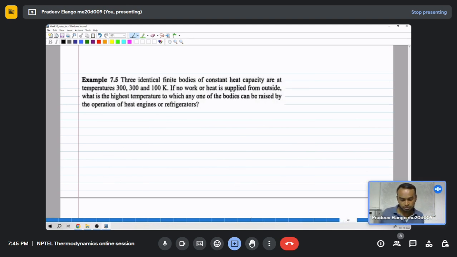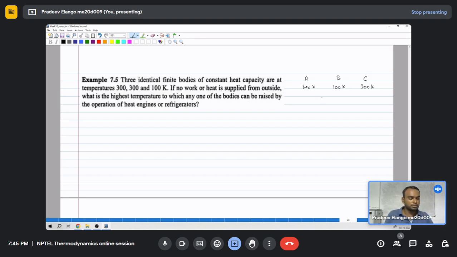The next problem: three identical finite bodies of constant heat capacity are at temperatures 300, 300 and 100 Kelvin. If no work or heat is supplied from outside, what is the highest temperature to which any one of the bodies can be raised by the operation of heat engines or refrigerators? So, we have three bodies. Say, body A is at 300 Kelvin, and body B is at 100 Kelvin, and then another body C at 300 Kelvin.